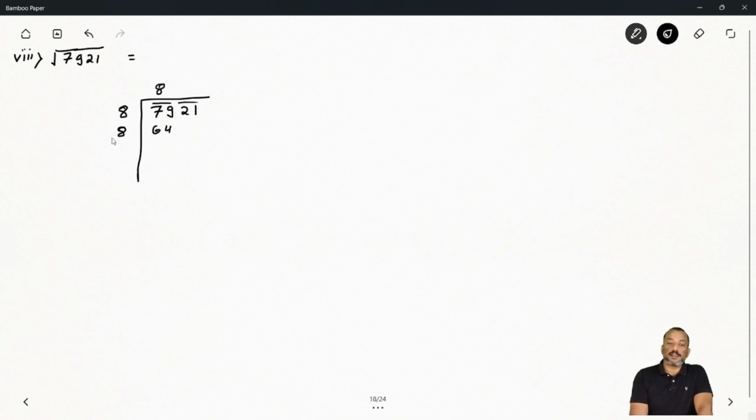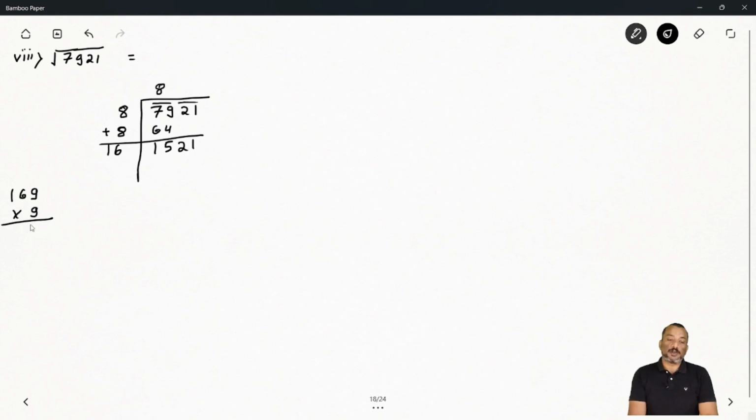Here we will add 8, so you will get 16, and here we will subtract, so you will get 15 and 1. Now after that you will bring down the pair 21, so now 1,521. The same number we will multiply here, so you can say 169, and we will go with 9.